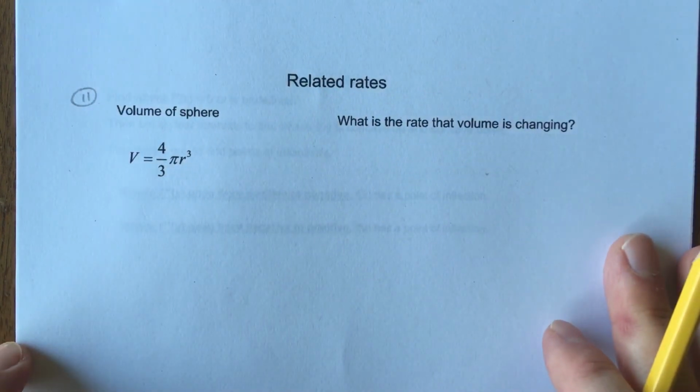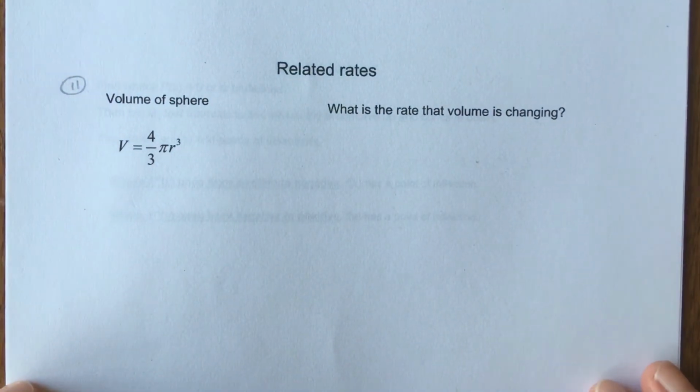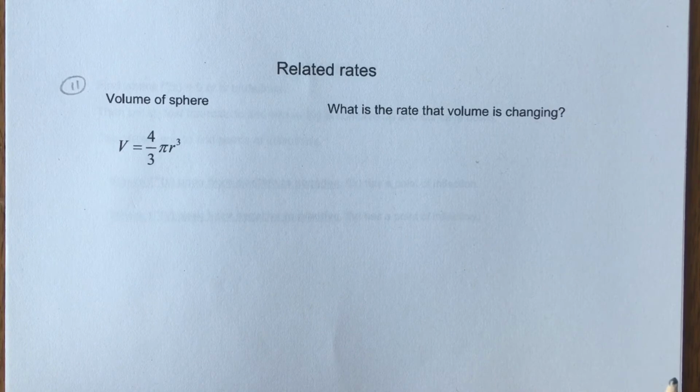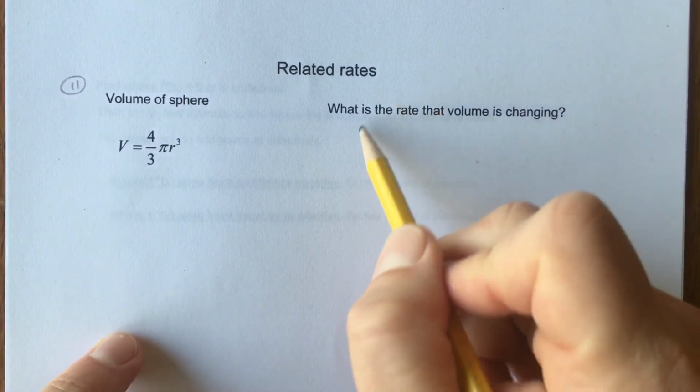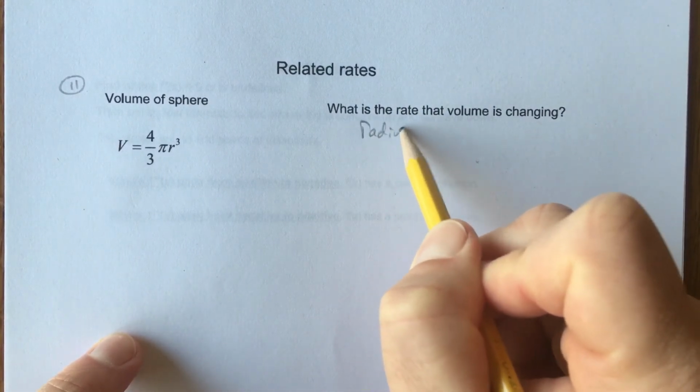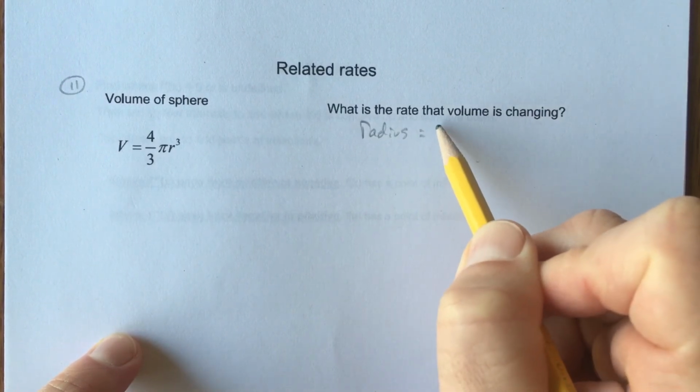You're good to go. All right, last thing in this part that we're going to talk about is related rates. So take a second, see if you can figure out at what rate the volume is changing for this. And we would say when the radius equals, we'll say 4 centimeters.